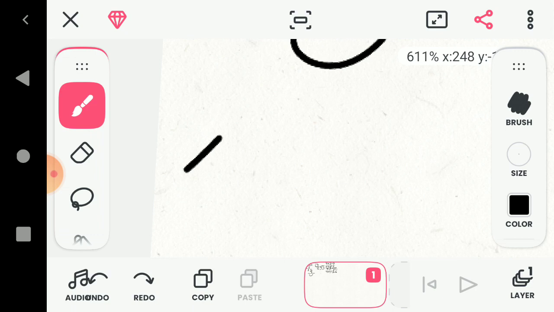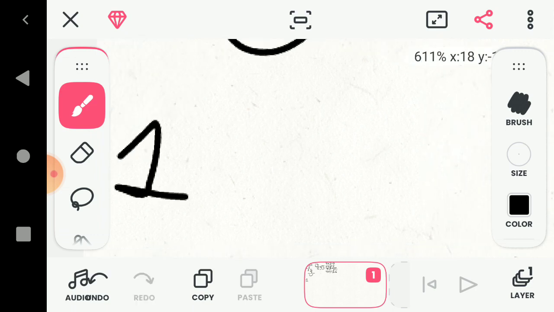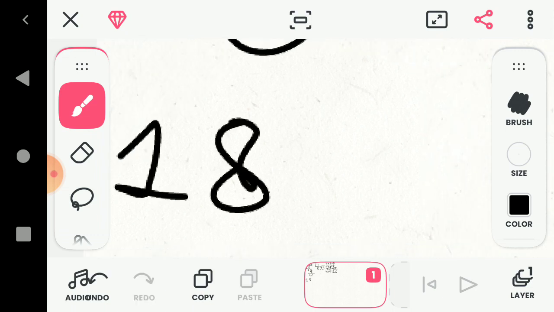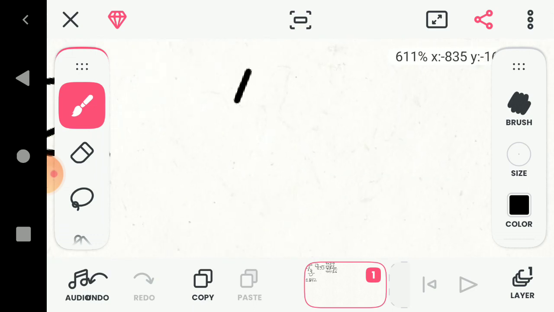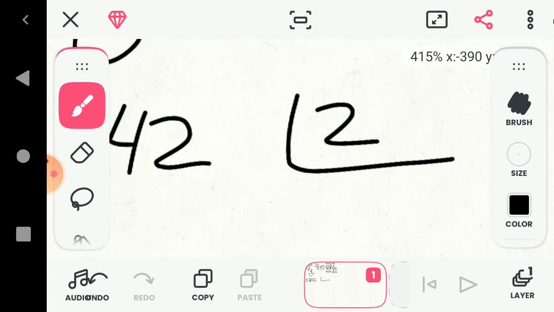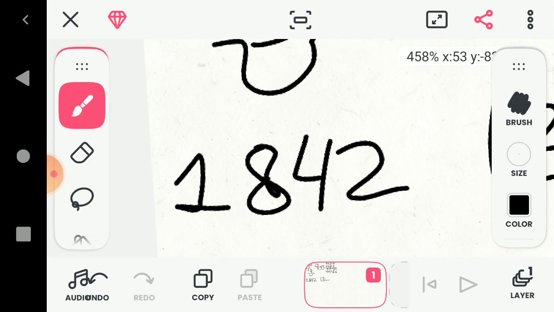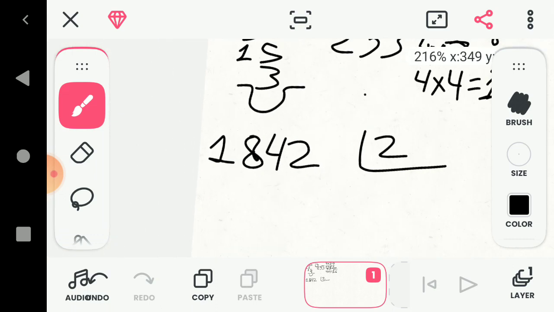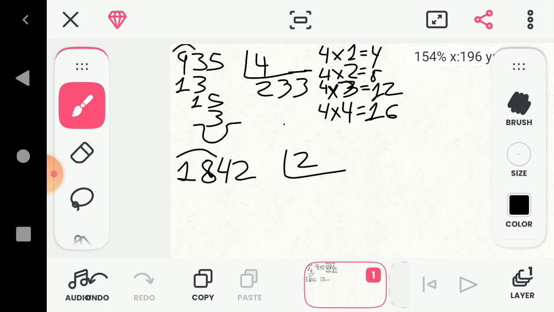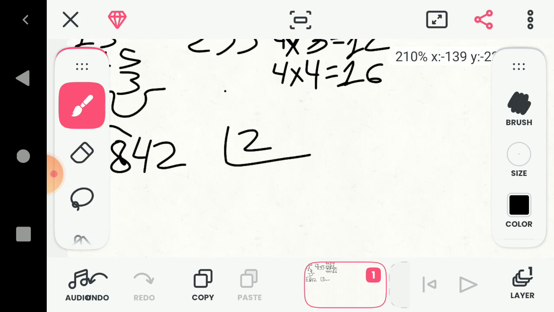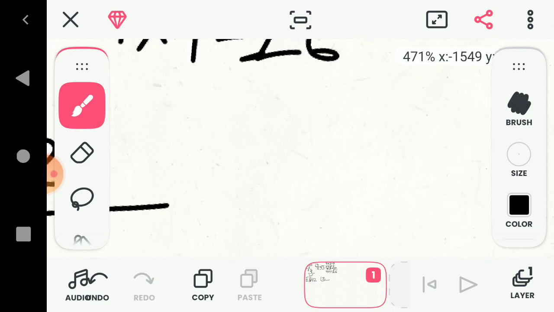Now we're gonna do a longer one, which is gonna be 1,842 divided by an easy one, 2. Now, what do we do here? We can't just take 1 because 1 is lower than 2 and you can't divide 1 by 2. So let's take the two numbers, and it's 18. Now we need to look for a number that multiplied by 2 gives you 18, or at least closest to 18. Now let's start multiplying.